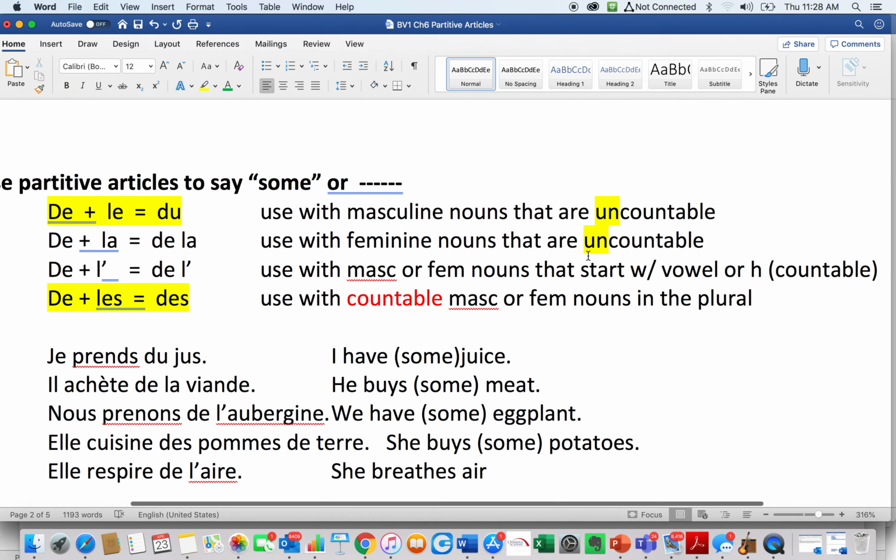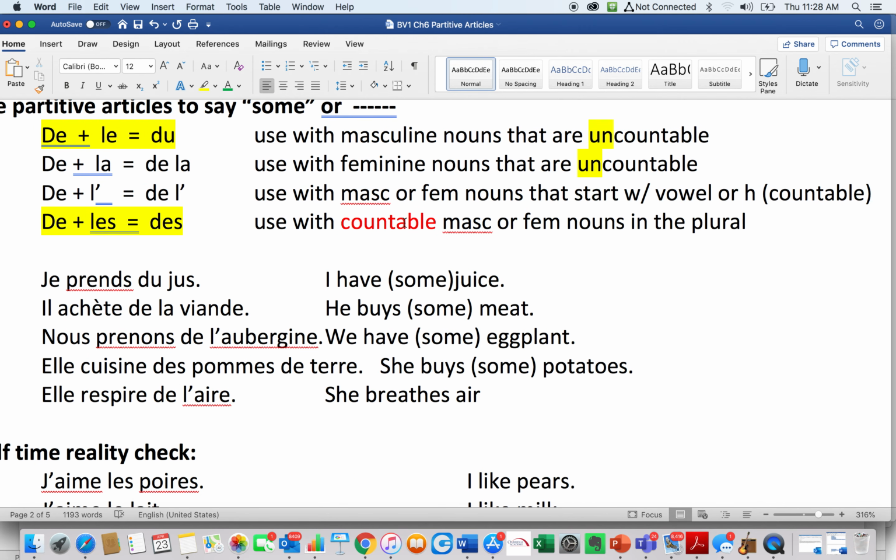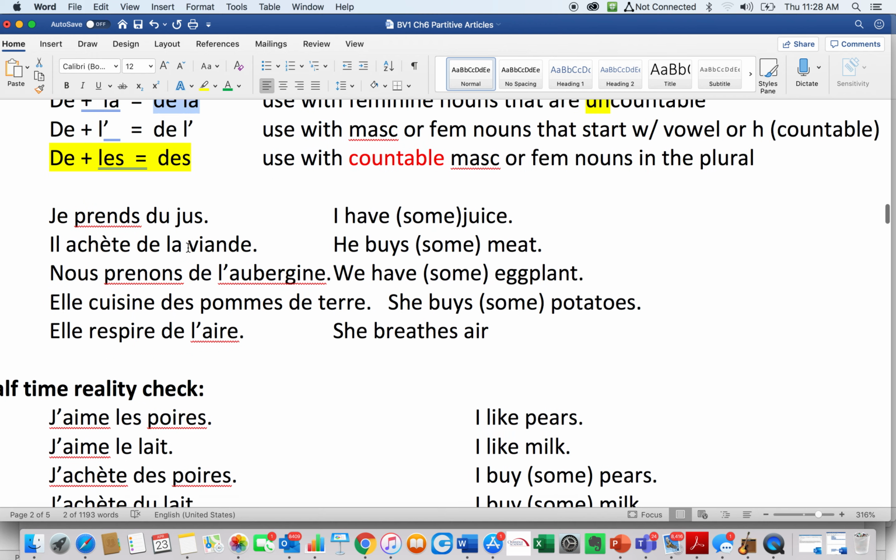And then we have de plus les. We use it with countable masculine or feminine nouns in the plural. Notice, so des, what's the difference between du and des? Du is for uncountables, des is for countables. What about de la? What's the difference between de la and des? De la is for uncountables, des is for countables. Okay, so let's look at these examples.